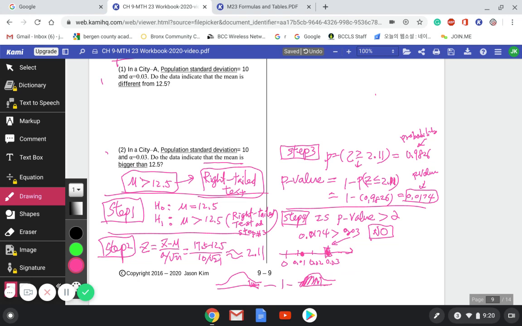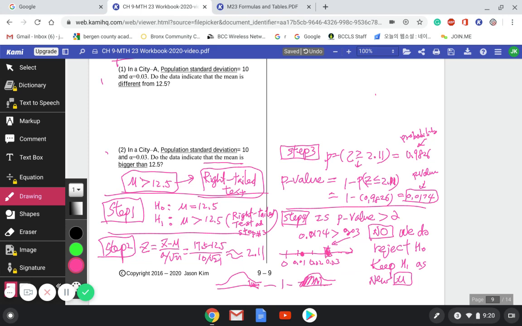So when it's not, then we do reject. Because if it's yes, it's do not reject. Since it's no, we do reject h of 0 and keep h of 1 statement as new population means. Okay, so that's how you prove the hypothesis testing by using this 4 step.